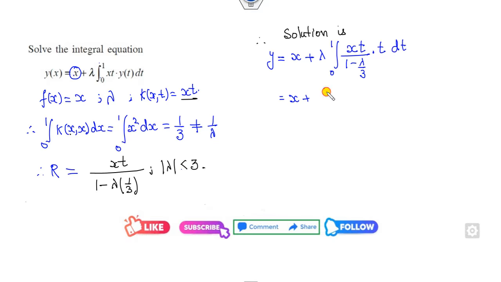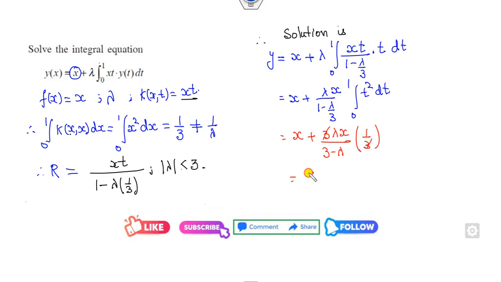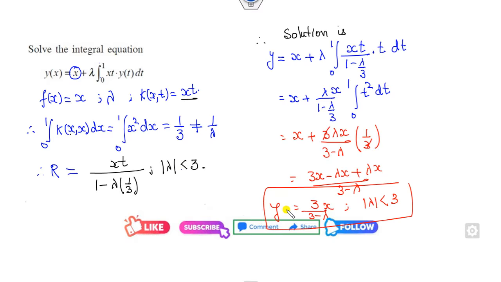I can take this outside, x is outside. So the remaining part is the integration of t squared. So what is the integration of t squared? It is 1/3. So I can take the LCM 3, times lambda x, 3 minus lambda. What is the integration of this? It is 1/3. So the 3 will be cancelled out. Fine. So I can take the LCM: 3x minus lambda x plus lambda x over 3 minus. So the answer is 3 over 3 minus lambda times x, provided lambda should be less than 3, is the right answer of this problem.